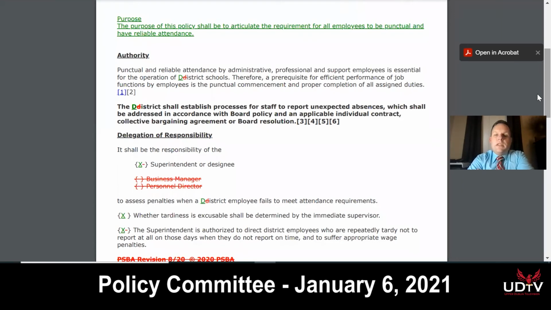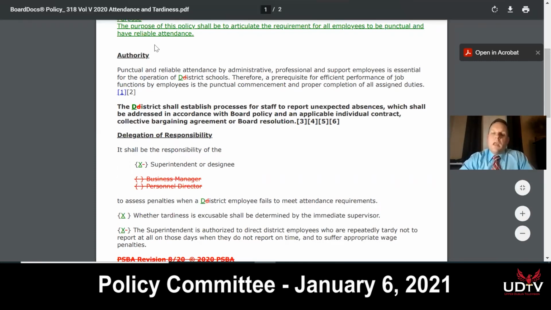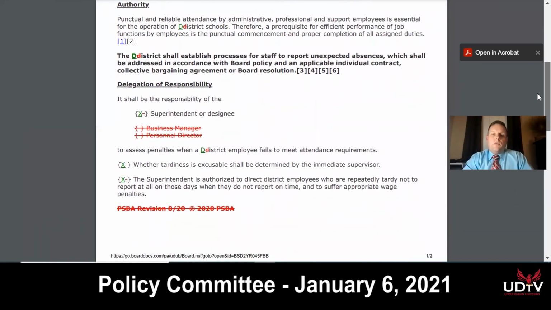Where it says that we'll establish a process, we already have a process. We use an automatic service where staff put in their absences, and that allows us to pull substitutes as necessary. It also tracks attendance for us automatically. For the delegation of responsibility, as has been our practice, we have been delegating the responsibility to the superintendent or designee. And in this policy, the designee would be Ashley Kitten, our director of human resources.